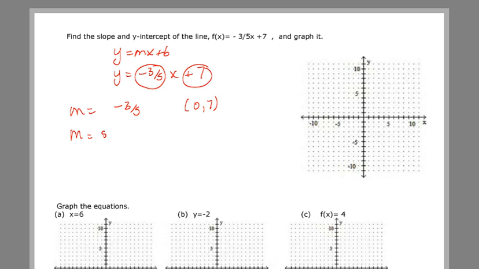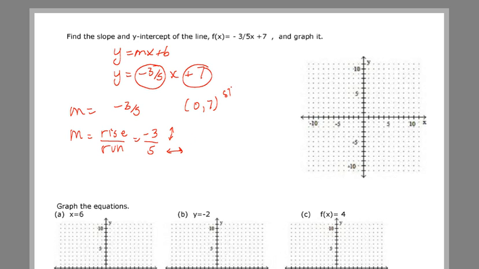Remember, the slope can be interpreted as the rise over the run. Slope of -3/5, if I put the negative with the 3, means the rise is -3. Rise is how far you go up or down, and the run is 5, and the run is how far you go across. So let's use the shortcut method for graphing this.